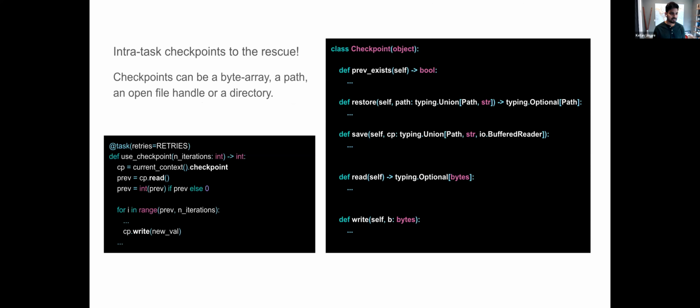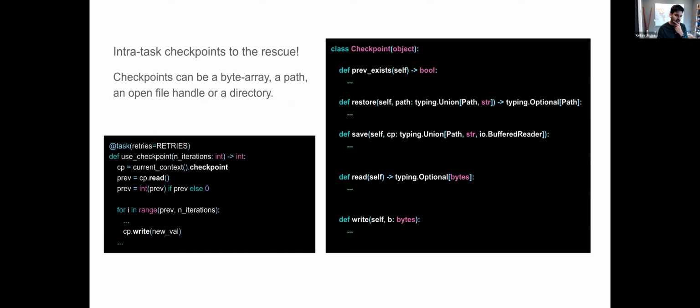So Flyte makes that extremely simple using intra-task checkpoints. We provide a very simple usable interface called checkpoint, where you have a bunch of different methods. Like you can checkpoint entire files or directories or paths. Or you can checkpoint just byte arrays.